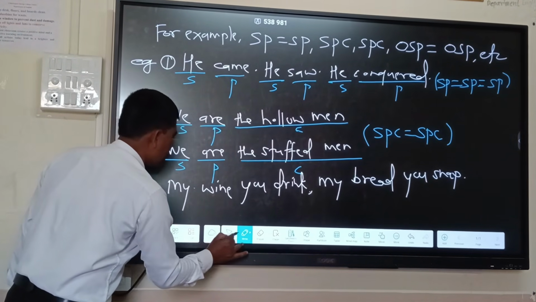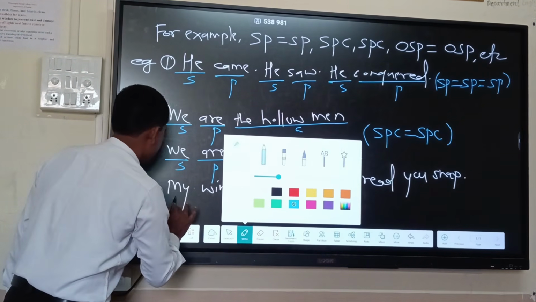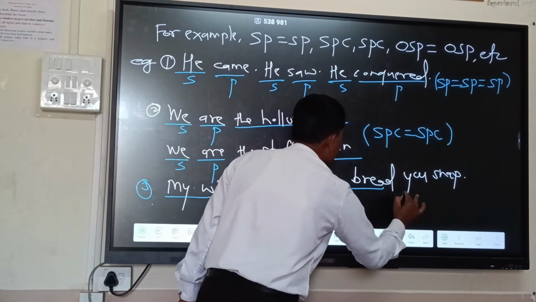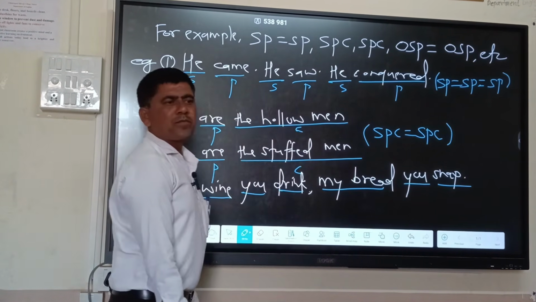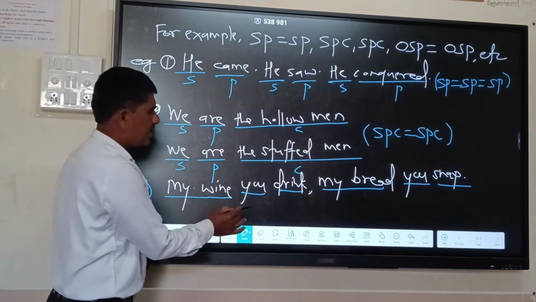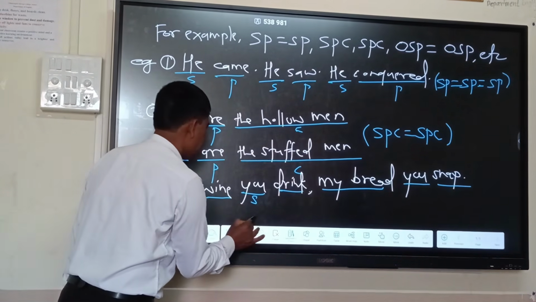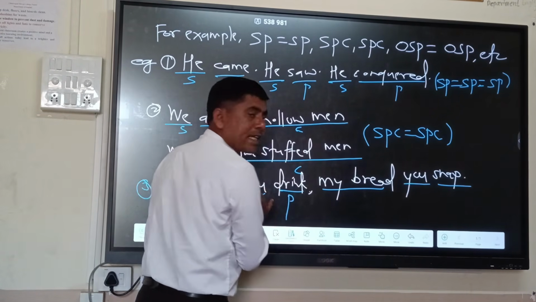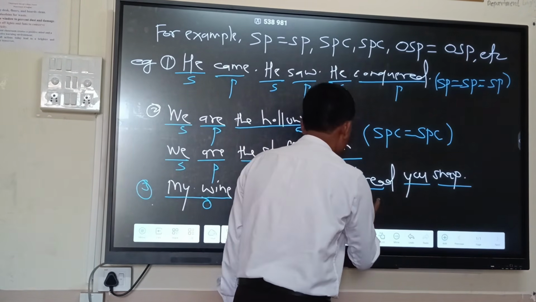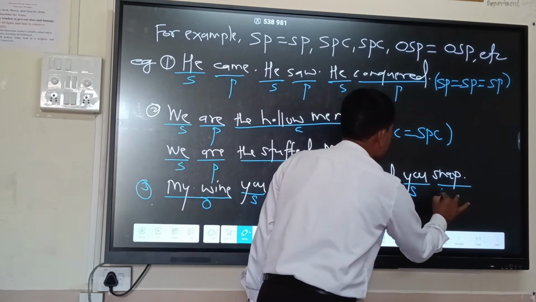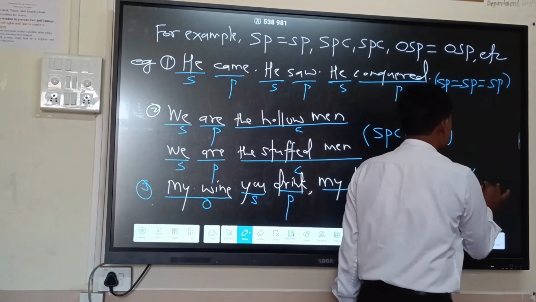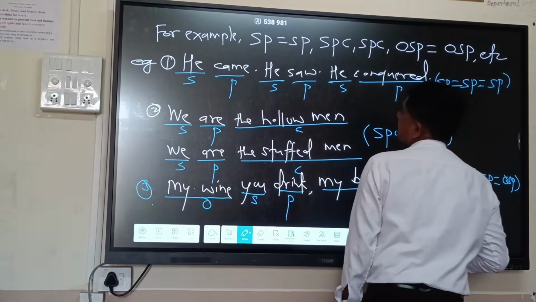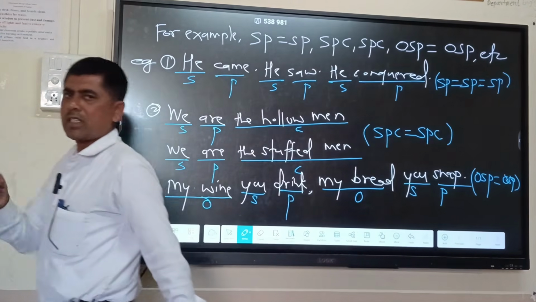So here, in my wine you drink, my bread you snap, you is the subject, my wine is the object and drink is the predicate. Here again my bread is the object, you is the subject, snap is the predicate. So here the construction is OSP is equal to OSP.